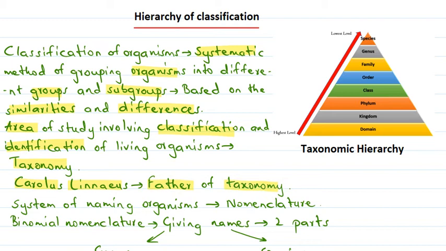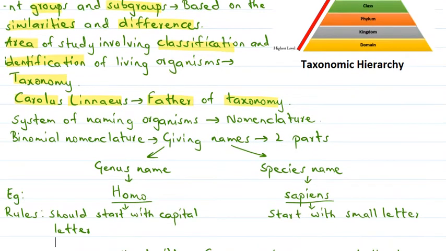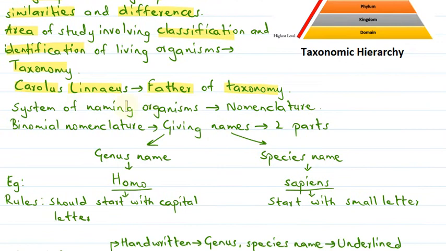Then we saw the scientific way of naming organisms. The system of naming organisms is called nomenclature. There is another term, binomial nomenclature, which includes giving names to living organisms, and these names have two parts. One is the genus name and the second is the species name. I took one example, that is the scientific name of human beings, Homo sapiens. Homo is the genus name and sapiens is the species name.